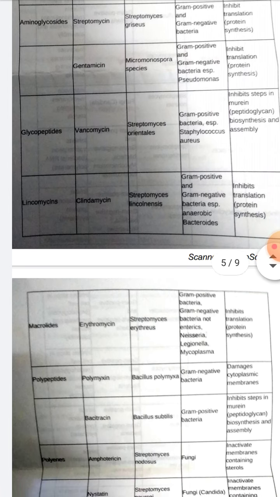Next we have lincomycin. It is used to treat a wide variety of bacterial infections. It works by stopping the growth of bacteria. The example is clindamycin. It is derived from Streptomyces lincolnensis, effective against gram positive and gram negative bacteria, especially anaerobic bacteroides, and it inhibits translation protein synthesis.